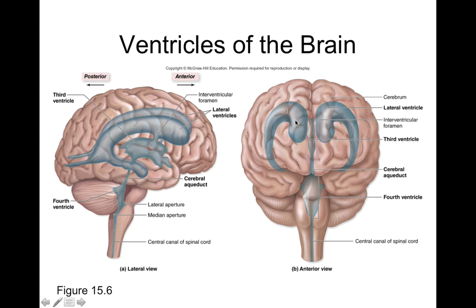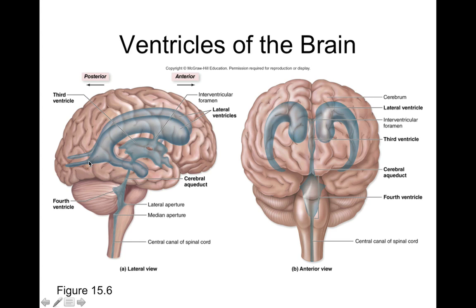Now the lateral ventricles connect to the third ventricle, which is found between the diencephalon, deep in the cerebrum. What connects the lateral ventricles to the third ventricle is the interventricular foramen, or foramen of Monro. So all these fluid-filled spaces are interconnected. And then the third ventricle is connected to the fourth ventricle, which you find in the brainstem. The third and fourth ventricles are connected through what's called the cerebral aqueduct. You can see those structures here.